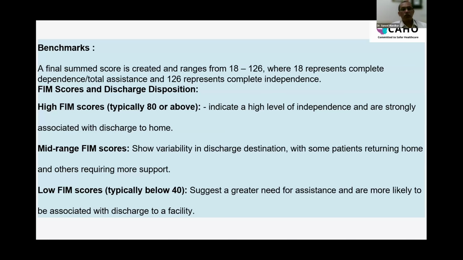FIM scores and discharge disposition. High FIM scores, usually above 80, indicate a high level of independence and are strongly associated with discharge to home. A patient can be discharged if the FIM score is more than 80. Mid-range FIM scores show variability in discharge destination, with some patients returning home and others requiring more support. They may be referred to a lower level of healthcare to support a few more days. Whereas low FIM scores, typically below 40, suggest a greater need for assistance and are more likely to be associated with discharge to a facility, because they may require a lot of support for a prolonged time.